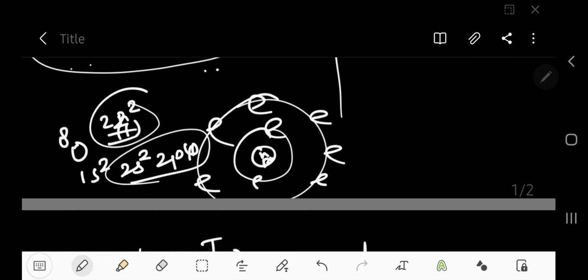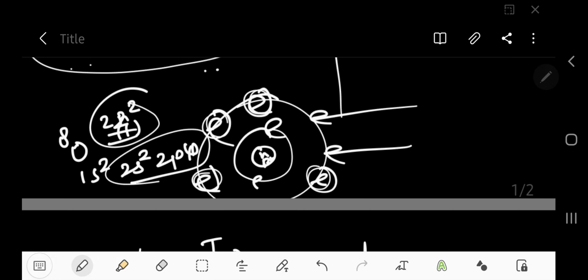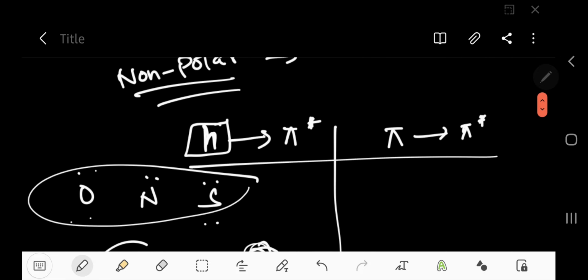Now the valence of oxygen is 2, so 2 electrons are involved in bonding, and the other 4 electrons remain as non-bonding electrons. That's why, when you write oxygen, you always show 2 pairs of electrons at the top and bottom. It represents the presence of non-bonding electrons. Nitrogen and sulfur also have non-bonding electrons.